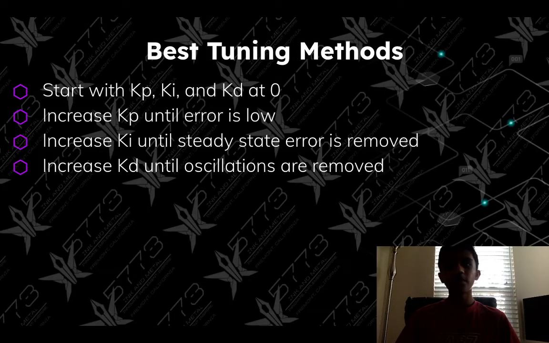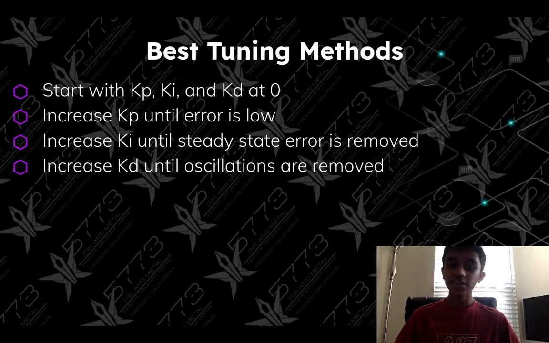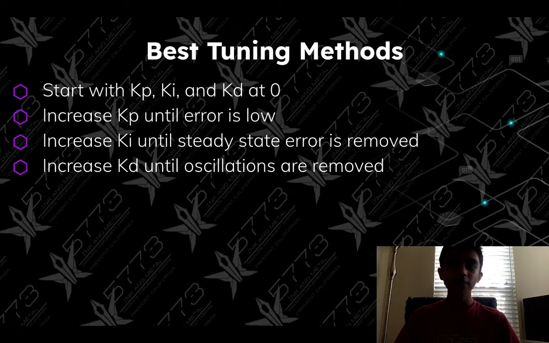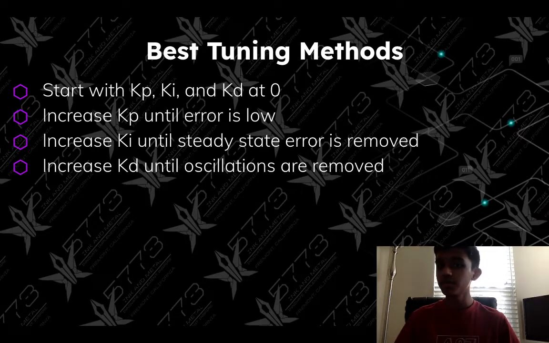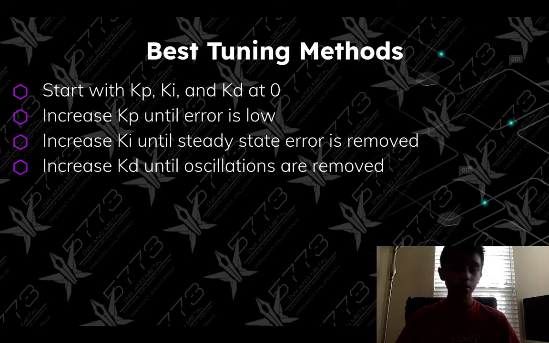Here are some best practices for tuning. Like I said, Kp, Ki, and Kd are unique values which you're going to have to find yourself based on experimentation that work for your motor, drivetrain, or whatever. The best practice is to start with Kp, Ki, and Kd equal to 0. These are pretty small constants, however, the values can fluctuate. For example, most of ours are much less than 1, just for context.